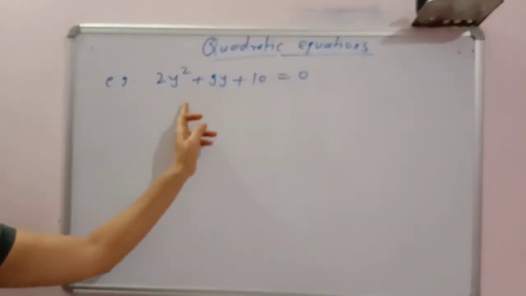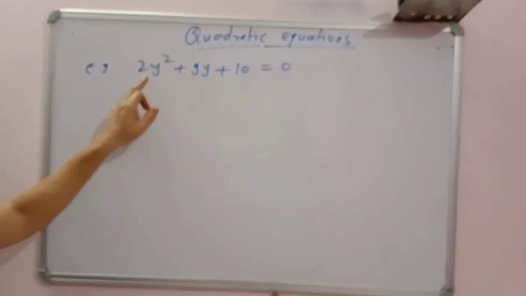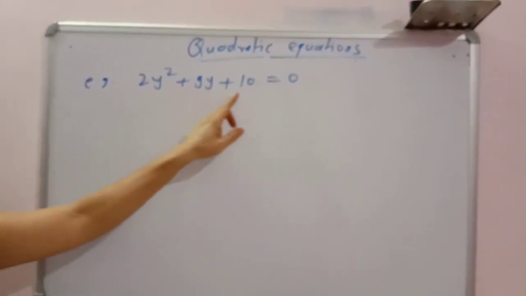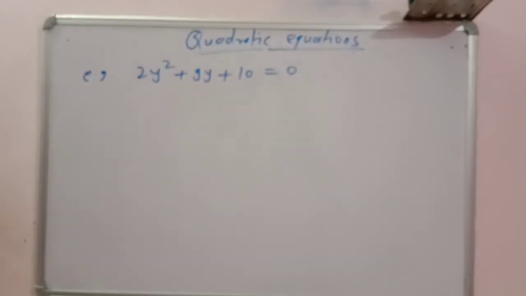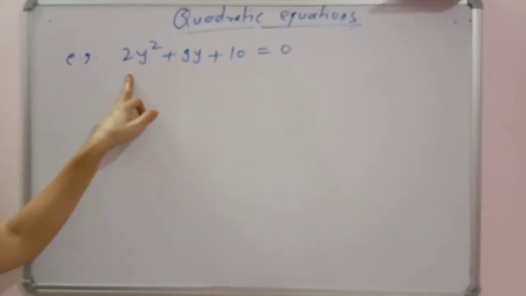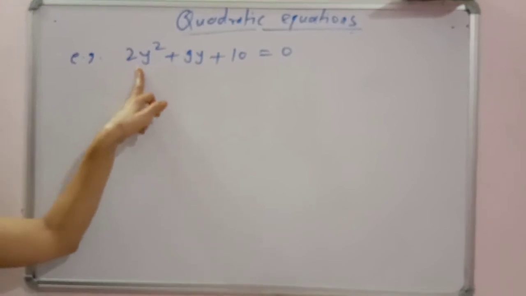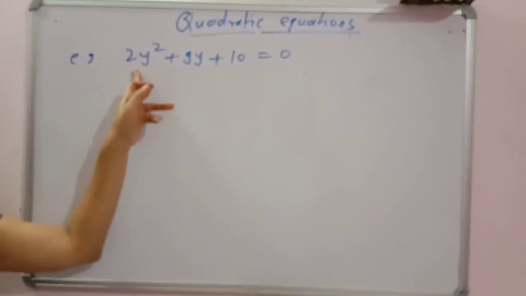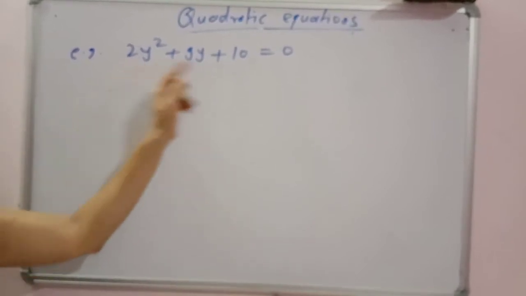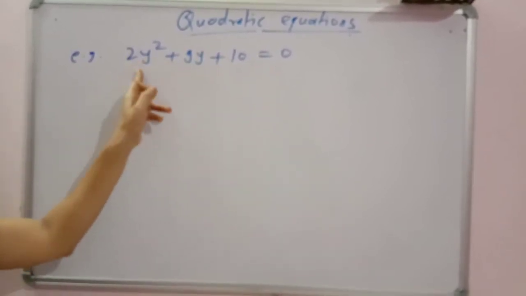Now we will see another example. Here the coefficient of y square is not 1, that is 2y square plus 9y plus 10. We have to solve this example by completing square method. So what is our first step? Make the coefficient of y square 1. How can we make the coefficient of y square 1? Clearly, divide this whole equation by 2.